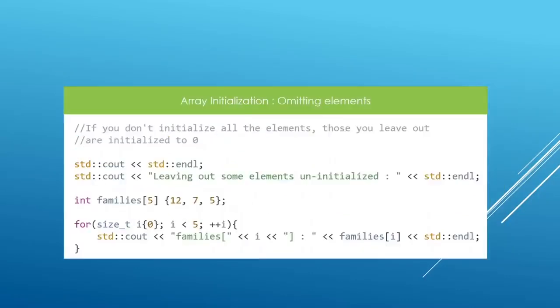This is pretty cool. When initializing your array, you can leave out elements. For example, here we have an int array. It is called families. It's going to be of size 5, but we are just putting in 3 elements. The rest are going to be initialized to 0 when we do things like this. And this is something you need to be aware of. And we are going to try this out in Visual Studio Code, and you're going to see that this is actually true.